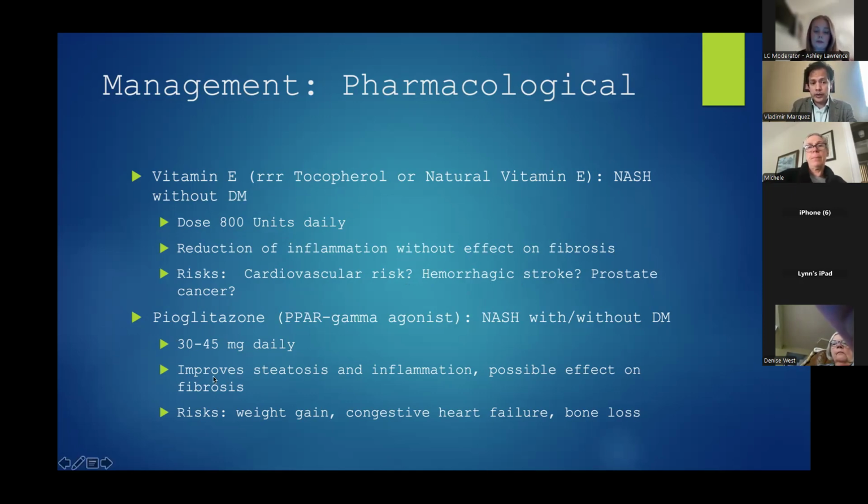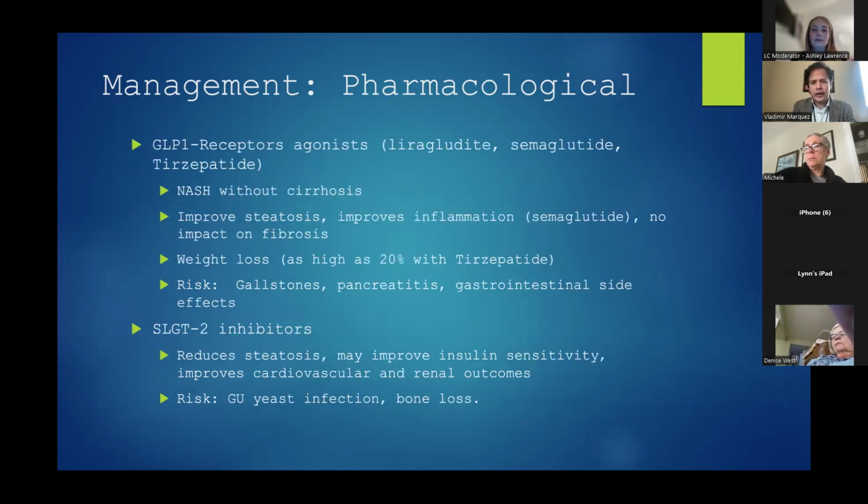that could be considered. Pioglitazone is an older form of diabetic medication that had some evidence as well in the management of fatty liver disease, but we don't use it so much anymore because of the risk of weight gain and also congestive heart failure. So it has fallen a little bit out of favor for many years now, although it is attempting to make a comeback.